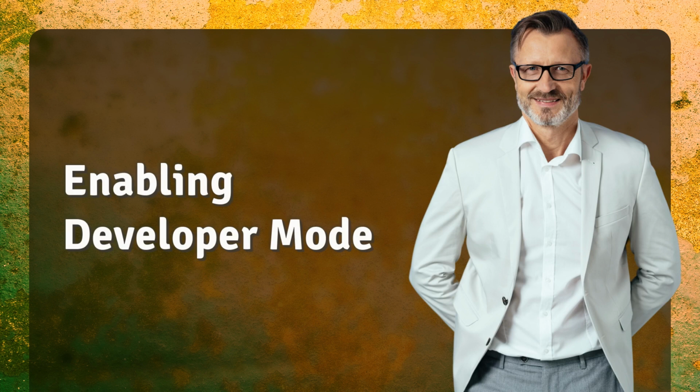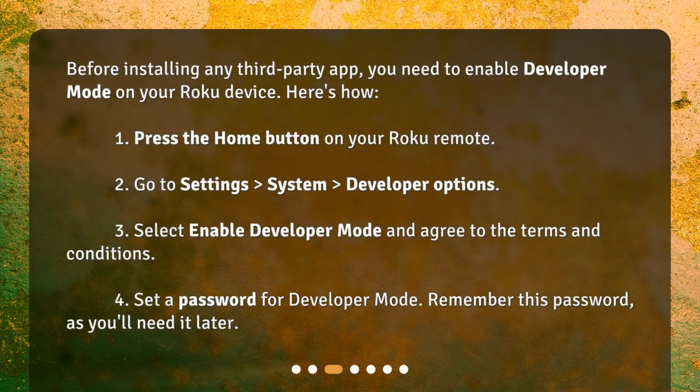Enabling developer mode. Before installing any third-party app, you need to enable developer mode on your Roku device. Here's how. 1. Press the home button on your Roku remote. 2. Go to Settings, System, Developer Options. 3. Select Enable Developer Mode and agree to the terms and conditions. 4. Set a password for developer mode. Remember this password, as you'll need it later.